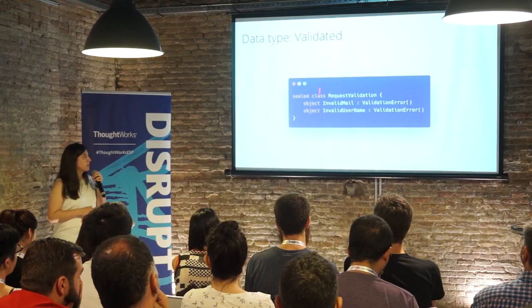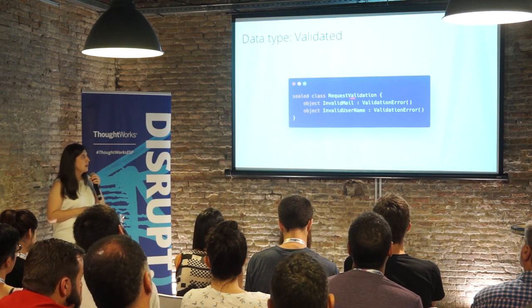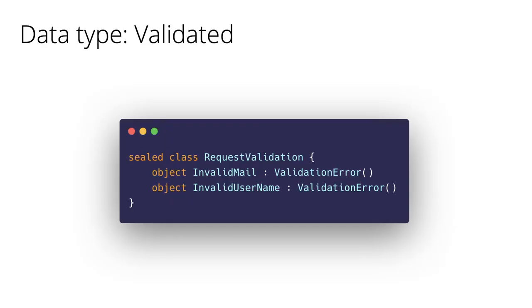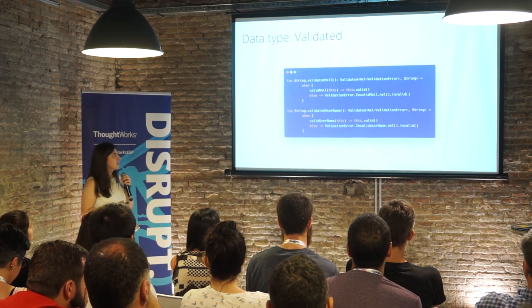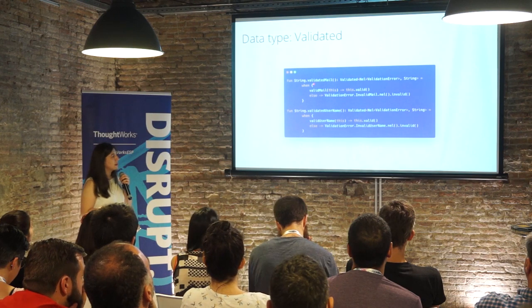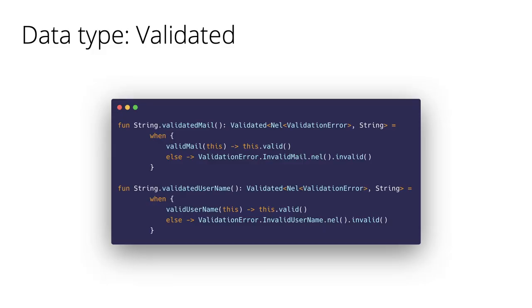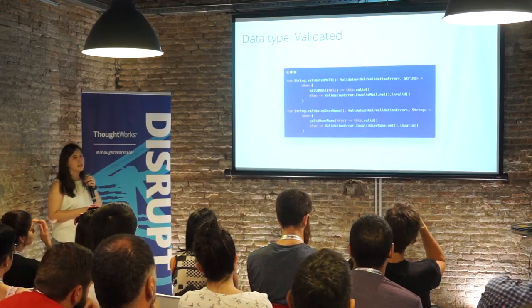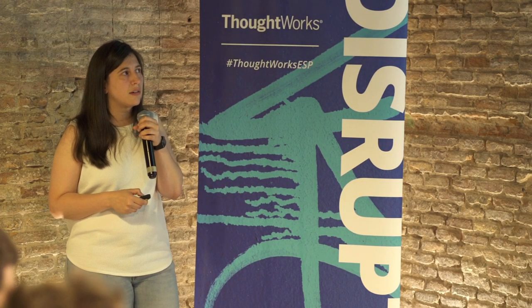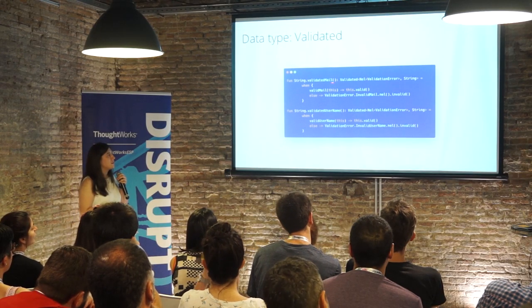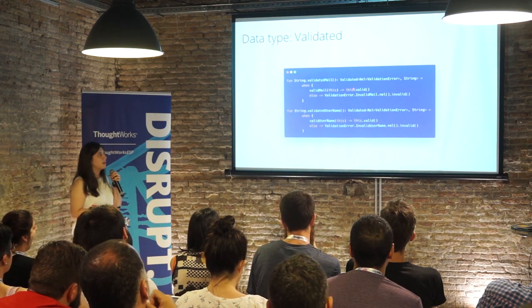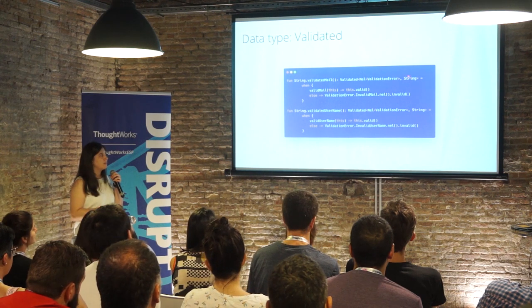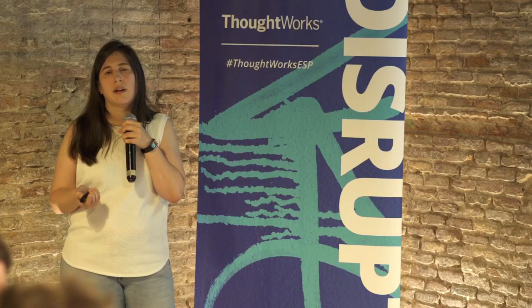The first step is to create the class, an abstract class with all the validations that we want to do. In this case, we need to define what is an invalid email or a valid username. To do this, we can use extension functions that indicate, again with pattern matching, when we consider that a mail is valid or not. Probably we have here a regex or something like that that tells us that this mail is not fulfilling all our conditions. So these extension functions return a non-empty list of validation errors, or the data itself.